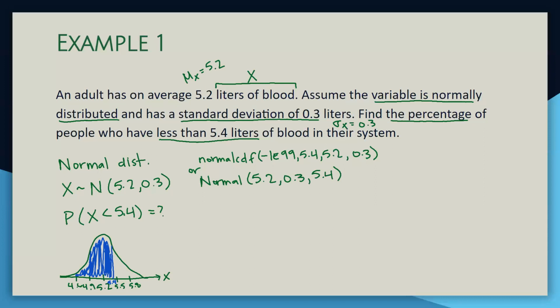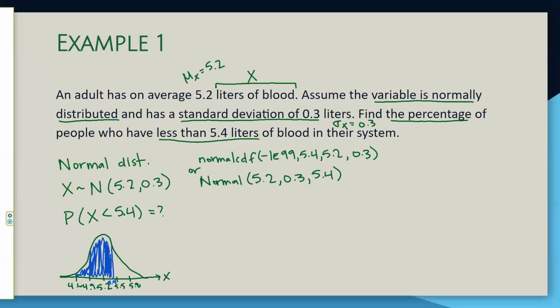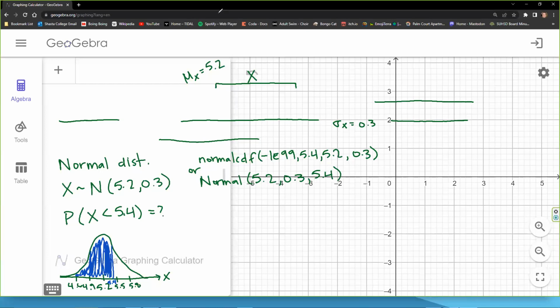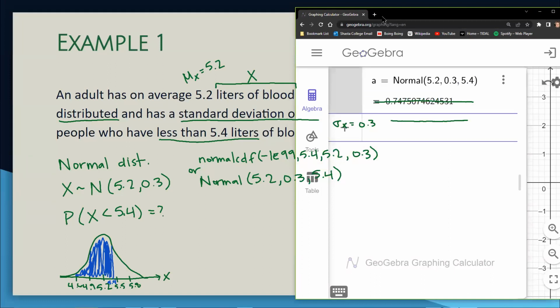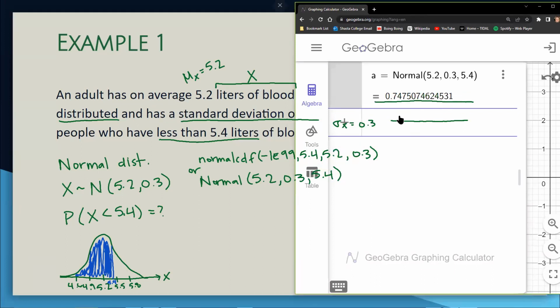Since I used the TI-84 in the last few videos, I'm going to pull up GeoGebra really quick. So squeeze this over here. Not quite that big. And then in our input box, we want to type normal, 5.2, 0.3, 5.4. If I scoot that video up a little bit, we can see 0.7475.